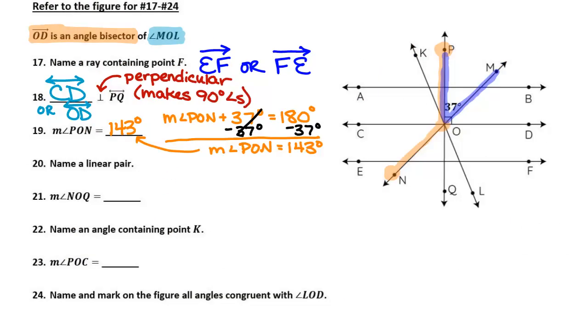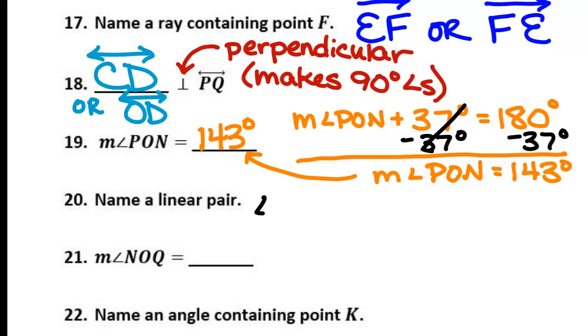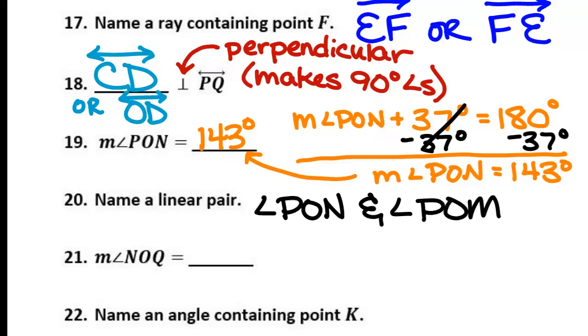The very next question says, name a linear pair. We have identified a linear pair right here. And so we just need to name these two angles. One of them is angle PON. That's the one in orange. What's the name of the angle that's there in blue that's the linear pair? What is the name of the blue angle? Has to be 3 letters. POM. Angle POM. Or could you do MOP?